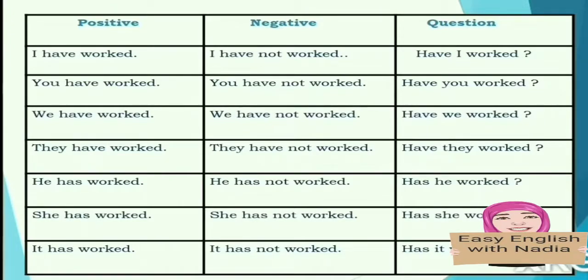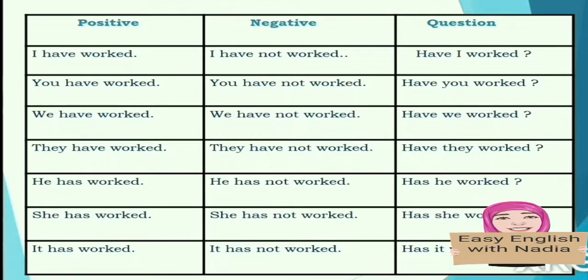Let's look at these examples. Positive, I have worked. Negative, I have not worked. Interrogative, have I worked? Positive, you have worked. Negative, you have not worked. Interrogative, have you worked? Positive, we have worked. Negative, we have not worked. Interrogative, have we worked? Positive, they have worked. Negative, they have not worked.